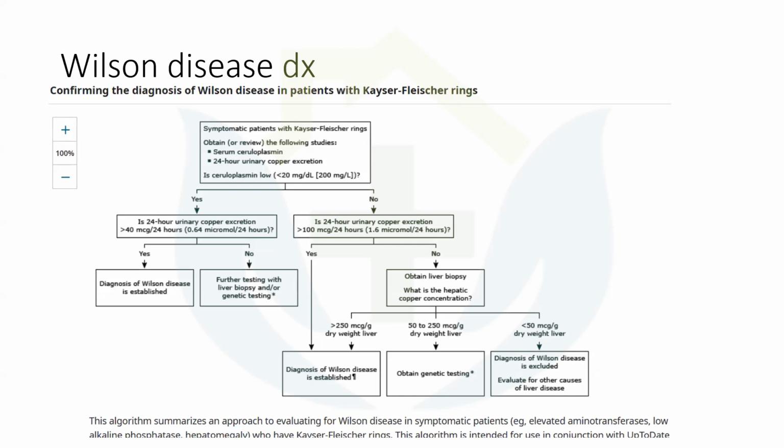So the main crux of the diagnostic points is that first we have to have suspicion, then based on the ceruloplasmin, the urinary copper concentration and how high the level is, and also how much dry weight there is in the liver biopsy, the diagnosis is confirmed. If there is doubt, finally the genetic testing has to be done.